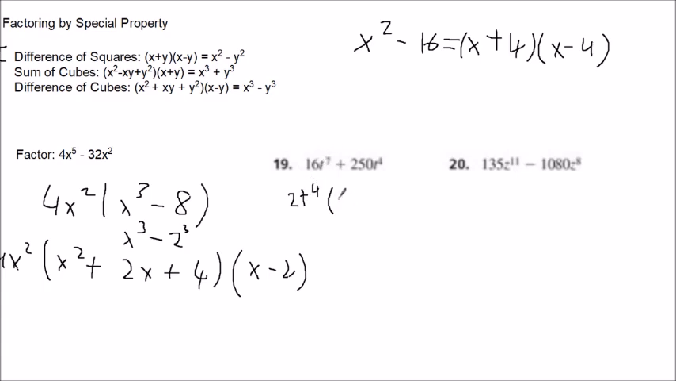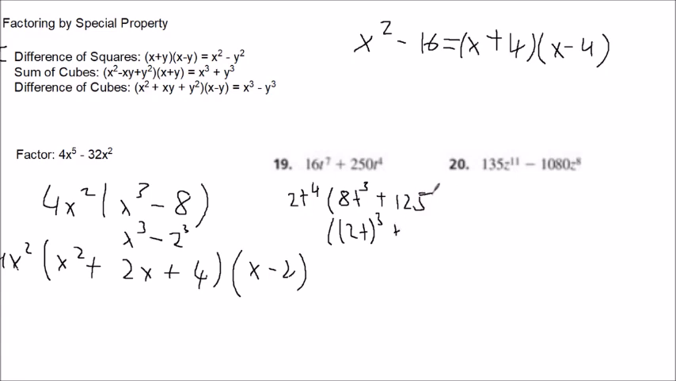16t7 divided by 2t4 will give you 8t cubed, right? But in 8t cubed, only the t is cubed, not the 8. So since only the t is cubed and the 8 is not, we have to cube the 8 as well. Once the 8's cubed, we'll get 2 cubed, so we'll have 2t, and then the whole thing is cubed, right? And then our 250t to the 4th divided by 2t to the 4th is 125.